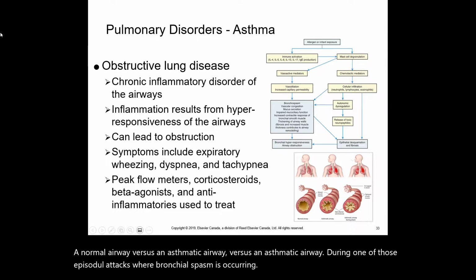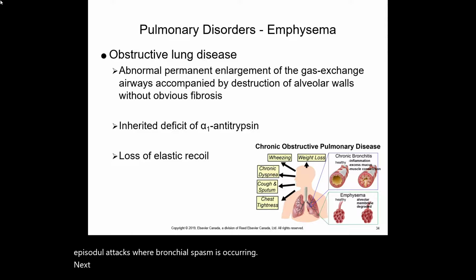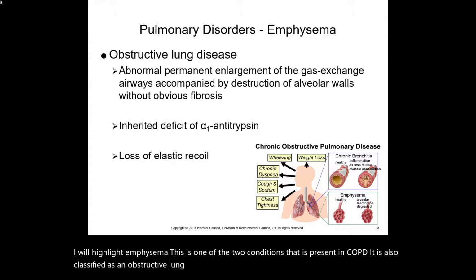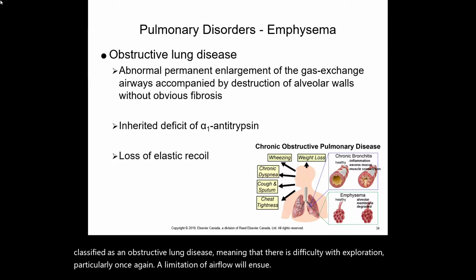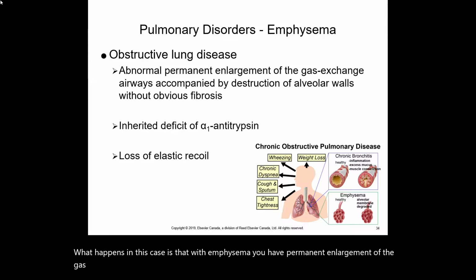Next, I will highlight emphysema. This is one of the two conditions that is present in COPD. It is also classified as an obstructive lung disease, meaning that there is difficulty with expiration, particularly, once again, a limitation of airflow will ensue. What happens in this case is that with emphysema, you have a permanent enlargement of the gas exchange airways that is accompanied by a destruction of the alveolar walls without evidence of fibrosis.